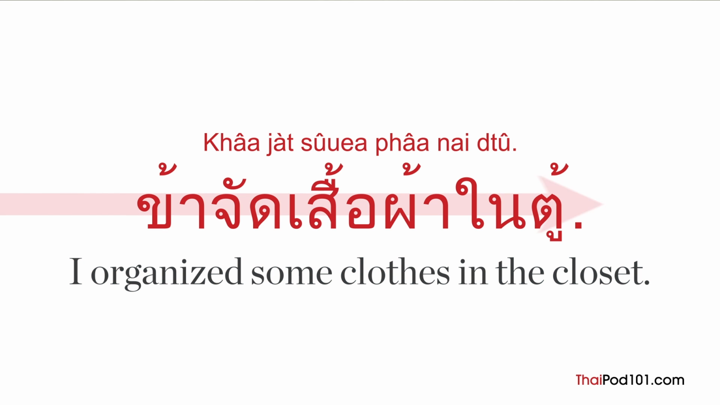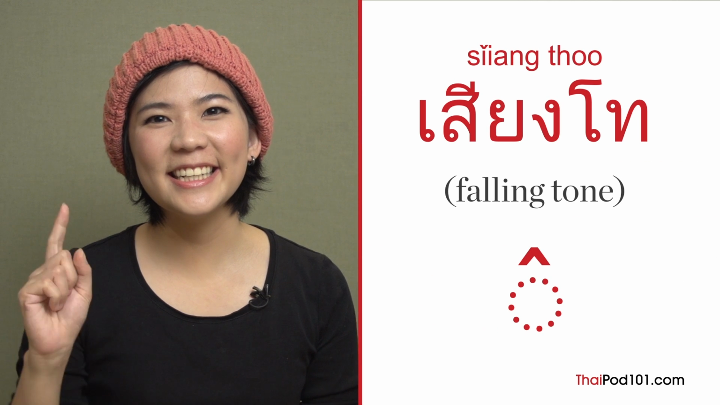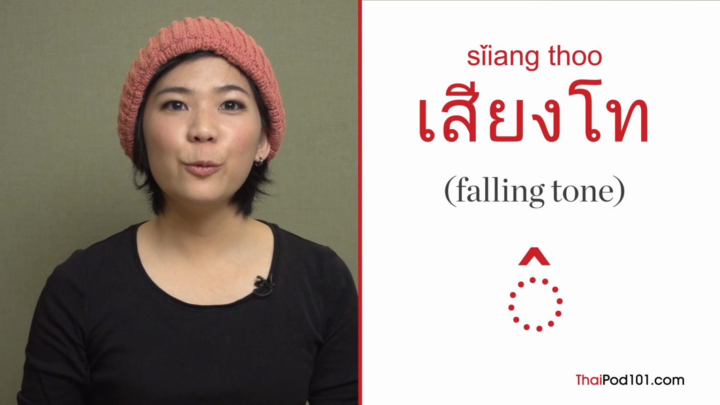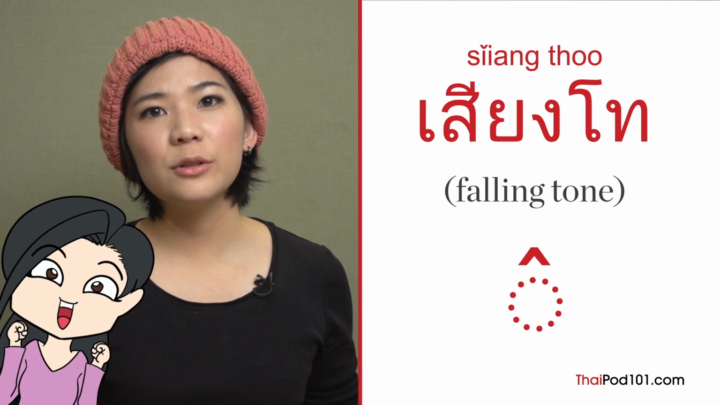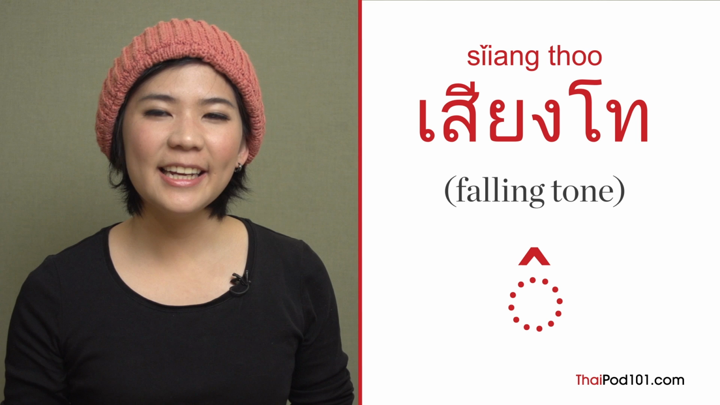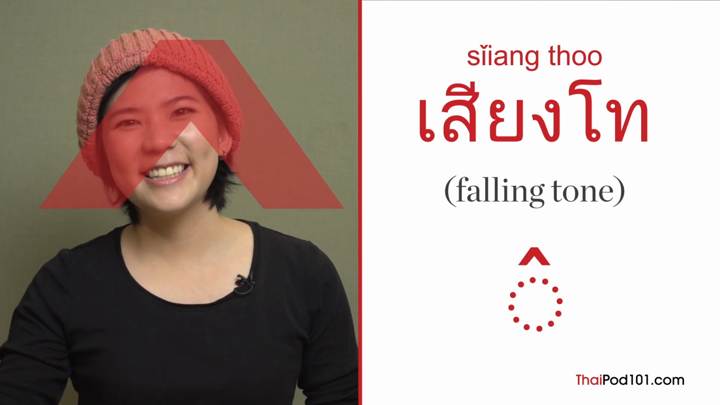Every word in this sentence is in falling tone, except จัด which is in low tone, and ใน which is in middle tone. Here's a tip. This tone is similar to when you are emphasizing something in English. For example, you want to tell someone you'd love to go somewhere with them, so you say, I would love to go with you. Pretty interesting, right?